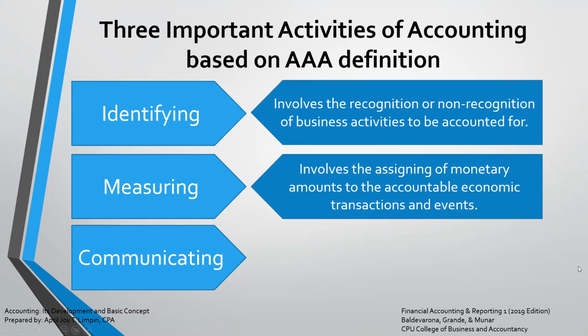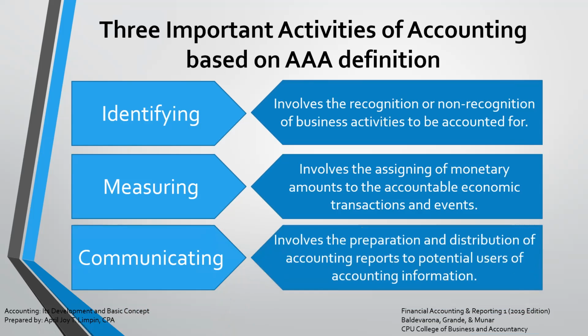And lastly, another important thing in the definition of the American Accounting Association is communicating. So in communicating, it involves the preparation and distribution of accounting reports to potential users of accounting information. So what does this mean, Mr. Johnson? Hello, sir. I'm audible, sir. Sir, ang pagkakaintindi ko, sir, is the investors or the owners need to communicate with their creditors between their decisions, just like that, sir. That's my thought and idea towards that.